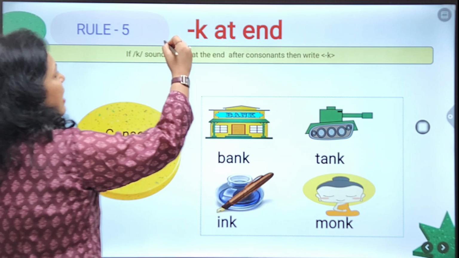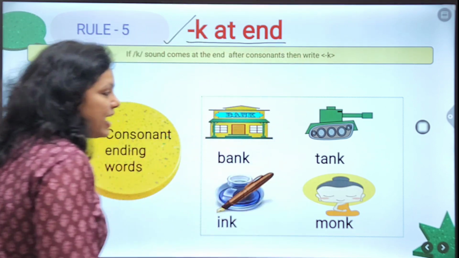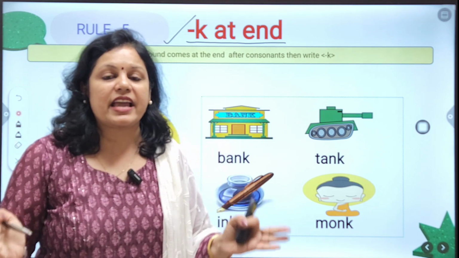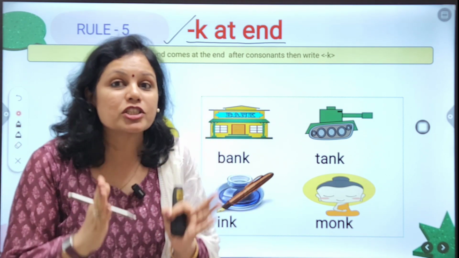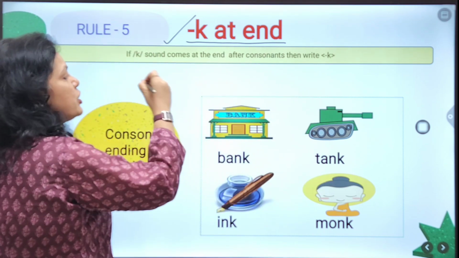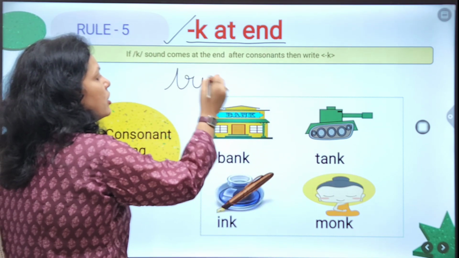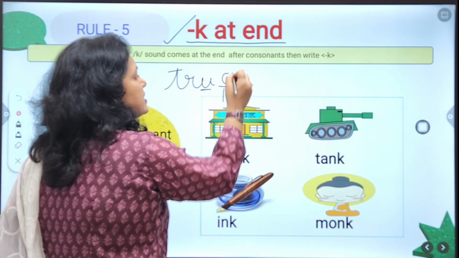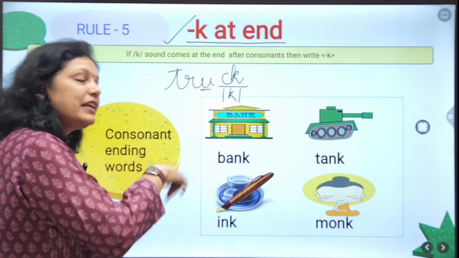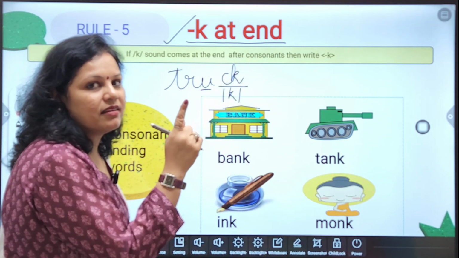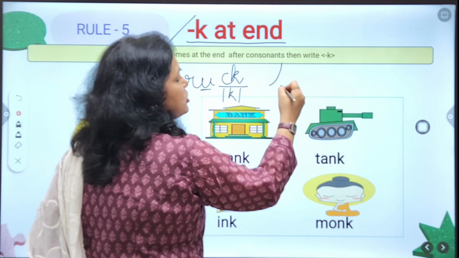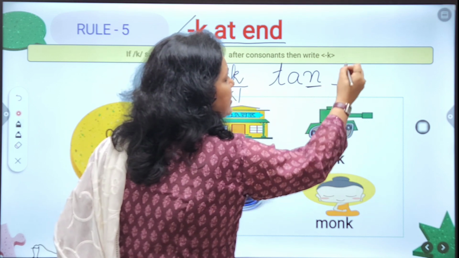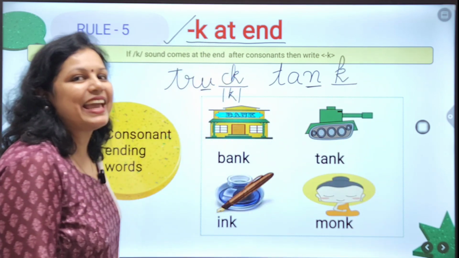Right. So here we have the 5th rule, that is letter K at the end. But when will letter K come at the end? Letter K will come at the end if it is followed by a consonant. Now in the previous section you had seen that whenever a short vowel is followed by the k sound, then always it will be CK. But if it is followed by the letter N or a consonant, then it will be K. So what is this? This is a consonant, and that is why you will write only K here.